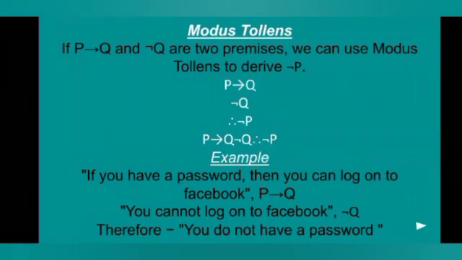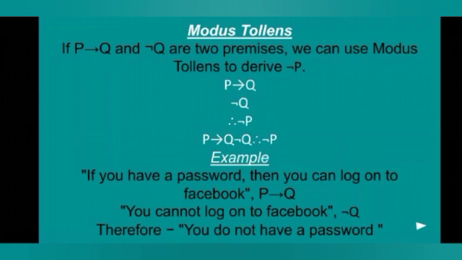Then fourth one is modus tollens. If P implies Q and negation Q are two premises, we can use modus tollens to derive negation P. P implies Q, negation Q, therefore negation P.